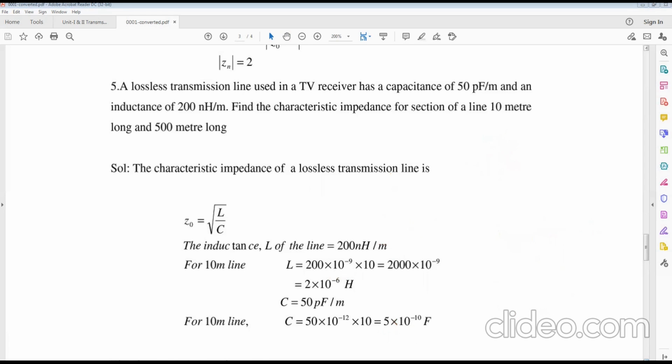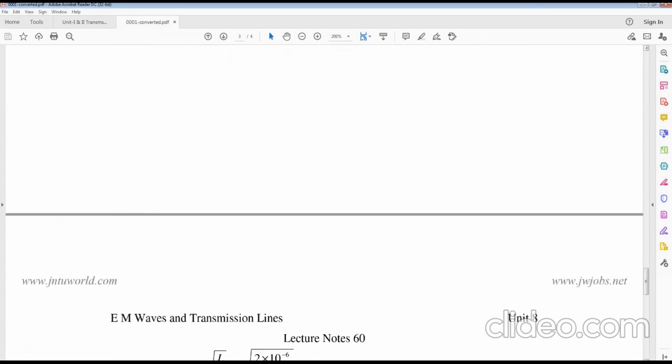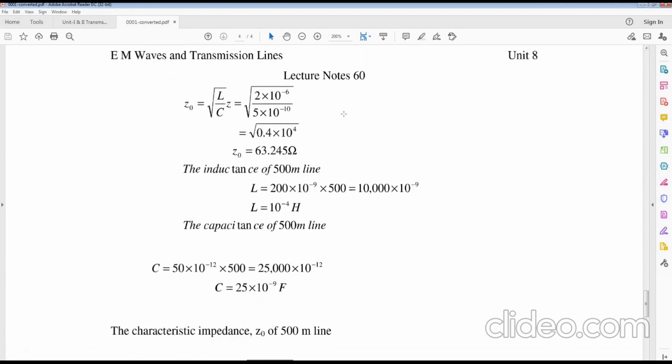Okay, what is the value here? We got the characteristic impedance now at the 10 meters line. Z0 is equal to root of 2 into 10 power of minus 6 by 5 into 10 power of minus 10. Z0 is equal to 63.245 ohms.